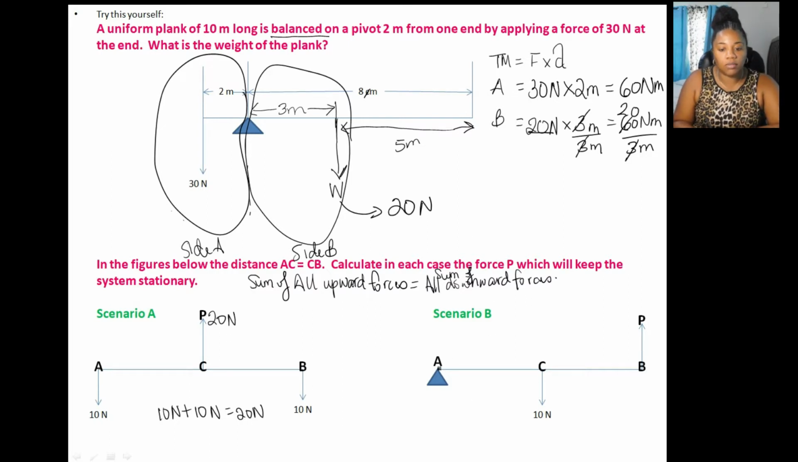Now remember it says the distance between AC and CB are the same. So to make things easier, I will say 1 meter and 1 meter. So they want to find out, calculating in each case the force P, which will keep the system stationary. So I'm gonna do this as side A, because from this force to this, it will be 1 meter. So this is side A, and then from here to here is the next one, because remember this force is going up, and also we're going to look at this as going this way.